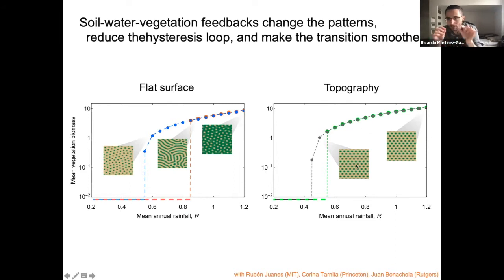connecting the topography. Some labyrinth forming on a large time scale, and then some hotspots of vegetation in the minimum of the pools. But for the intensity of the advection that we were able to measure in this system, this is what you get. You get vegetation covering all the grounds of the pools and no vegetation outside.